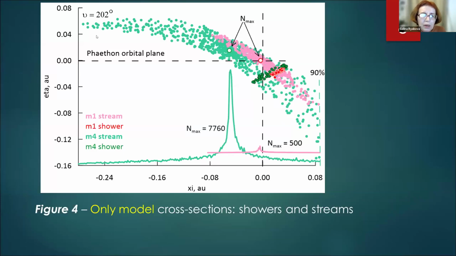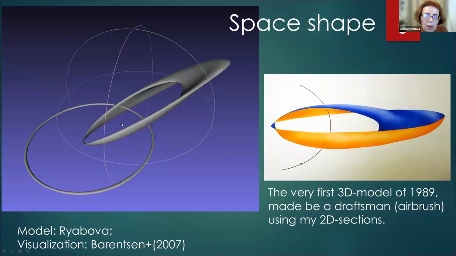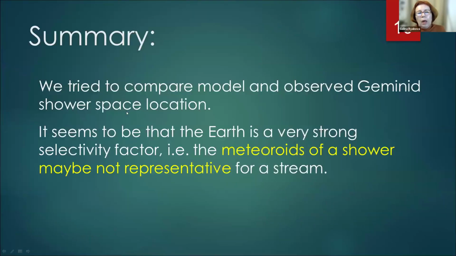Yes, sorry. Why does this stream have such a shape? Strange, yes. Because the spatial shape of the Geminids is very interesting. This is the very first 3D model, made at a time when we did not yet have computer tools like Photoshop. It was just made by airbrush. And this is the place where the Earth intersects the stream, and the most dense place goes like this. And the summary for the first part: meteoroids of a shower may not be representative of a stream.